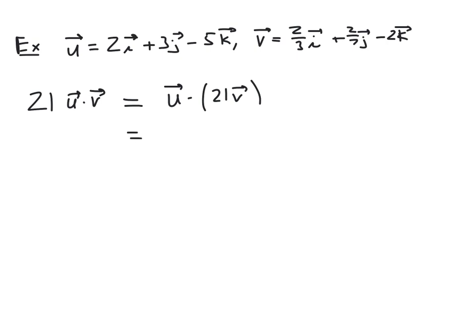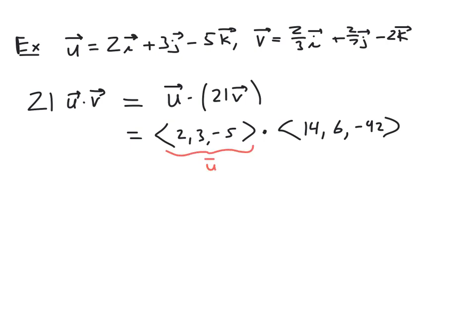And so this becomes u, which maybe I'll rewrite in component form to save some space. So this is 2, 3, negative 5. That's just copying u down in component form. And then the dot product with 21v, I'm going to multiply each component of v by 21. So 21 times 2/3 will be 14. 21 times 2/7 will be 6. And 21 times negative 2 will be negative 42. So this is just u in component form, and this is 21v.